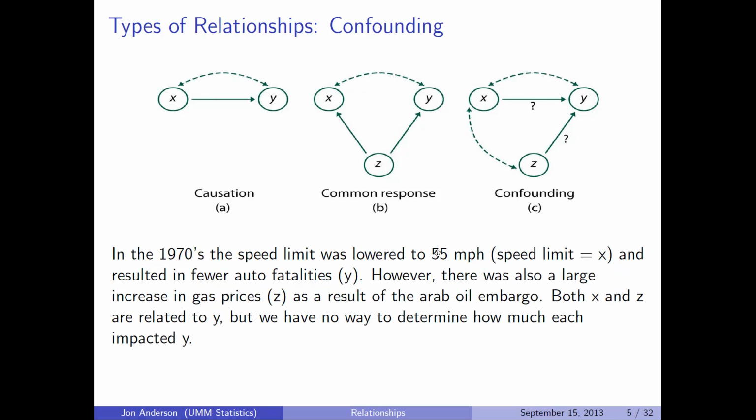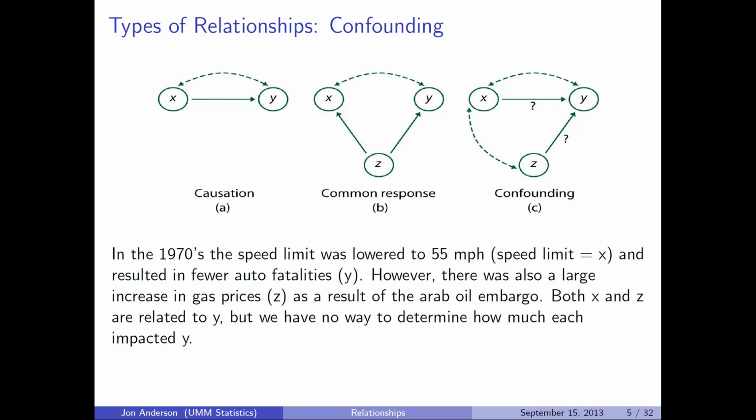The last diagram, an example, is during the 1970s, the national speed limit was lowered from about 65 miles an hour to 55, and that's X, the change in the speed limit, and Y is the change in the number of highway deaths, and the speed limit change was associated with fewer highway deaths. So there certainly was a correlation, the dashed arrow, between X and Y. The problem was at exactly the same time there was an oil embargo in the United States, and there was very little gasoline around, and so people drove less.